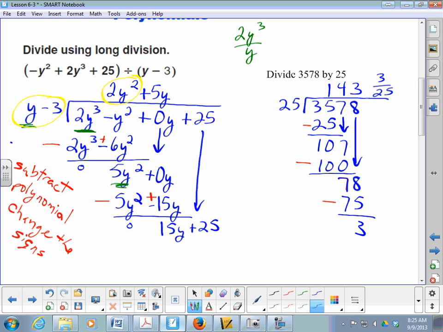Okay. And we're going to do the same thing with the polynomials. So we're focusing here. 15y. So how many times does y go into 15y? Or what's 15y divided by y? 15. Okay. So we add 15 up here. 15 times y is 15y. And 15 times -3 is -45.